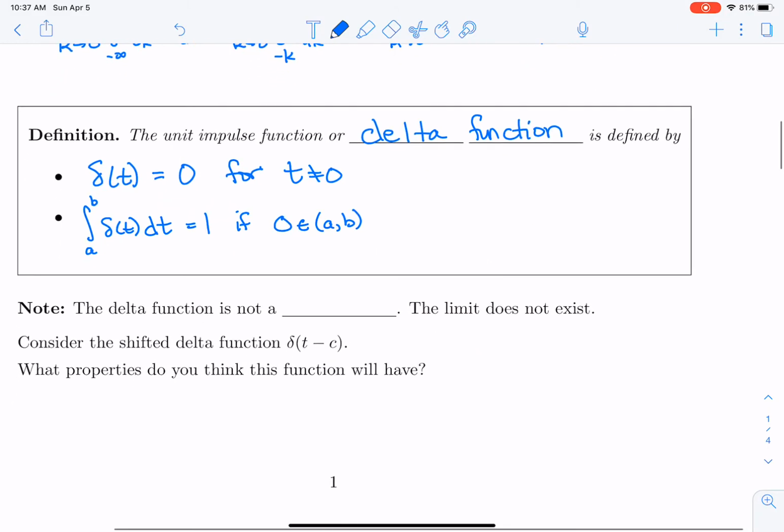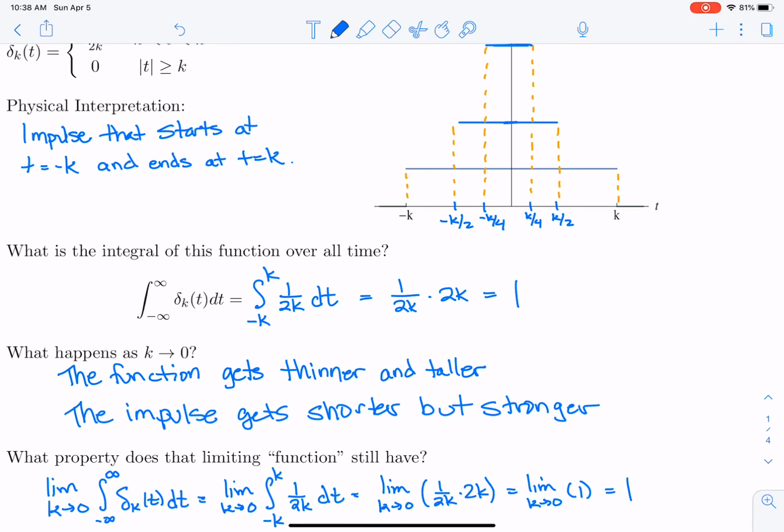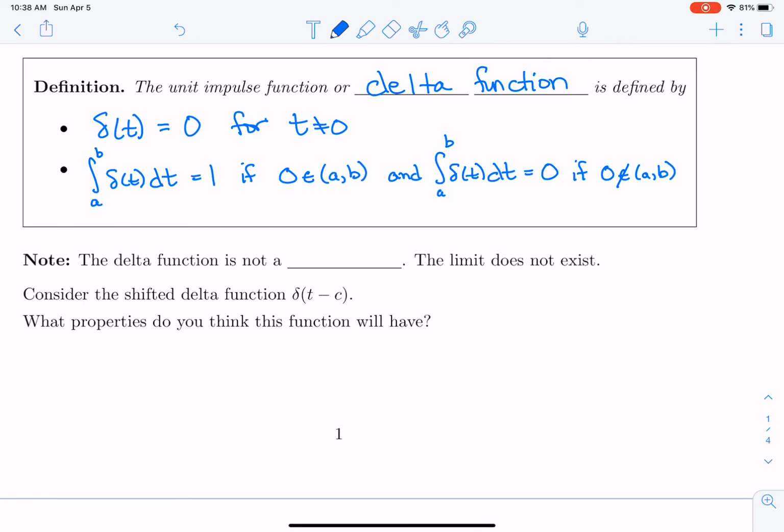But if my interval does not capture 0, if it doesn't contain 0, then the integral from a to b of delta of t dt is going to equal 0. So if 0 is not in the interval from a to b, you can imagine that if I integrated on an interval out there or over here, then I'm not going to capture that part where the delta function is not 0, and so the integral is just going to be 0. Okay, and these are the defining properties of the delta function.